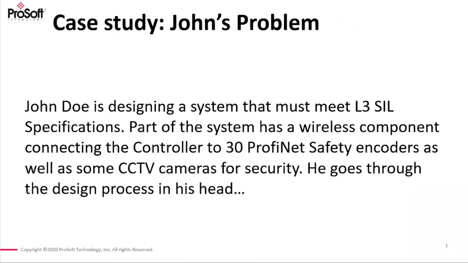Let's tie everything together with a nice pink bow. And what better way of doing it than going through the questions and simulating a design process? John Doe is designing a system that must meet level 3 SIL specifications. Part of the system is a wireless component connecting the controller to 30 PROFINET safety encoders, as well as some CCTV cameras for security. He goes through the design process in his head.